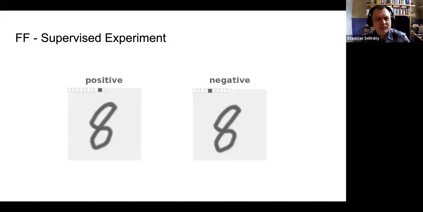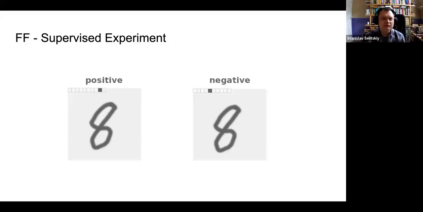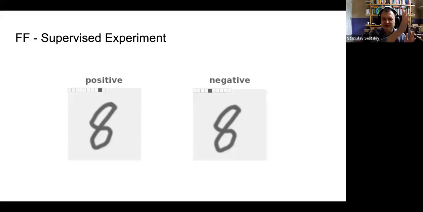Go ahead. Just starting from this labeling: when we have the forward mechanism, we definitely don't have backward flow of information. So in the case of supervised learning, how do we pass information about the label? Is it fed in from the beginning, coming from the input, or are there other mechanisms?